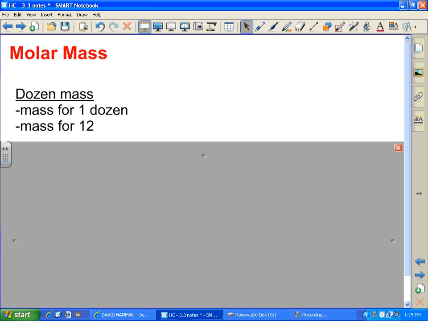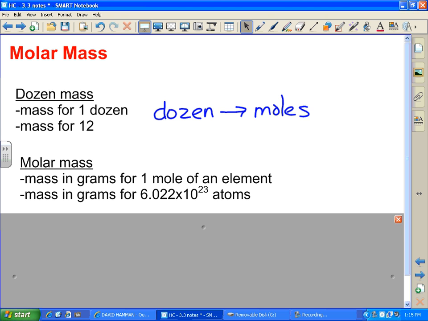The mass for 1 dozen of some objects, or the mass for 12 of some object. Well, again, in chemistry, we're not going to use the dozen number. Instead of dozen, we've learned, we're going to use the counting unit moles. So the same concept applies here. We have the mass for 12 of something, or the mass for a lot of something. So in chemistry, instead of using the dozen mass, we use the concept called molar mass.